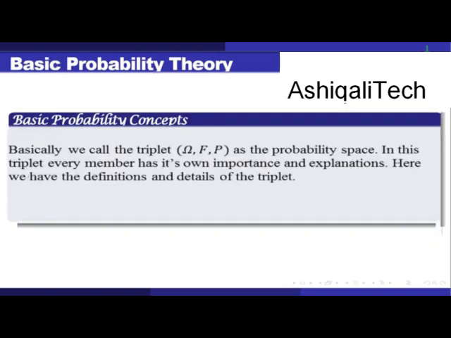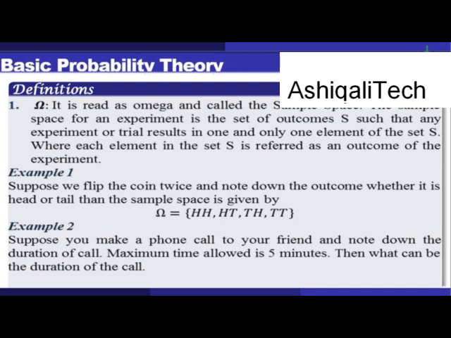Dear students, we will start from basic probability concepts. We call the triplet omega, F, P the probability space. So in this triplet, every member has its own importance and explanation. We start from the definition of this triplet because every member in it is very important and needs consideration. We start from the definition of omega.